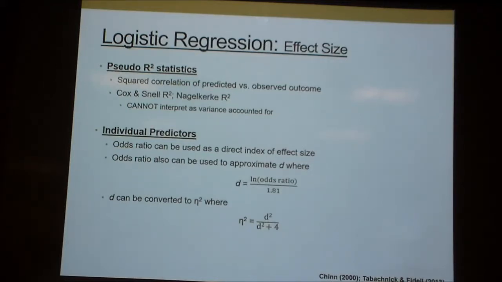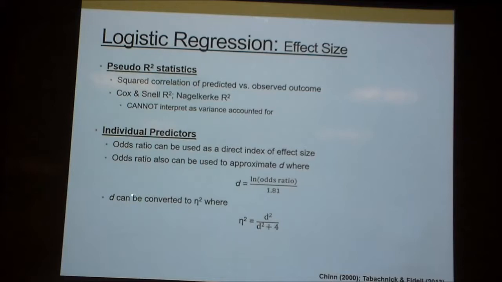We can also talk about converting our odds ratios into Ds. This might be nice if you just want to have some sort of common metric that people know and understand, where you can say this is a small, medium, or large effect size. Taking the natural log of your odds ratio and dividing that by 1.18 will approximate a D, based on work from Tabachnick and Fidell.